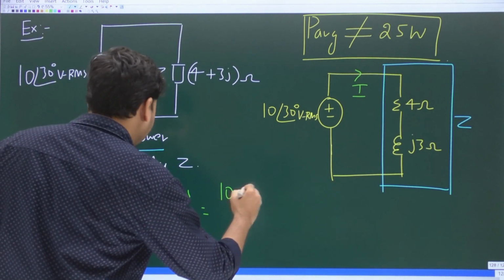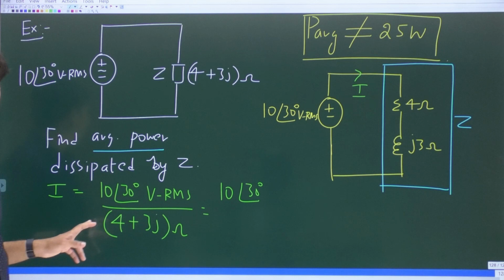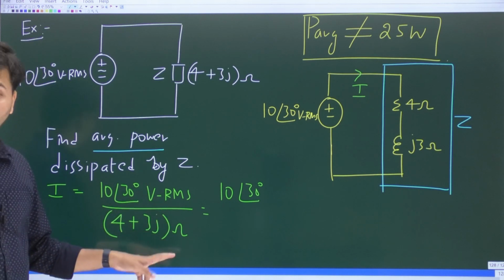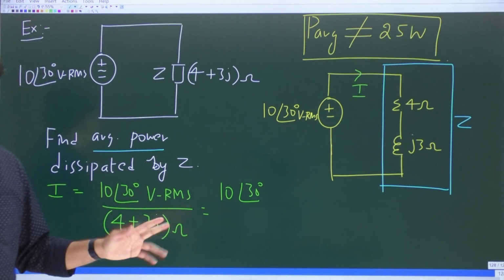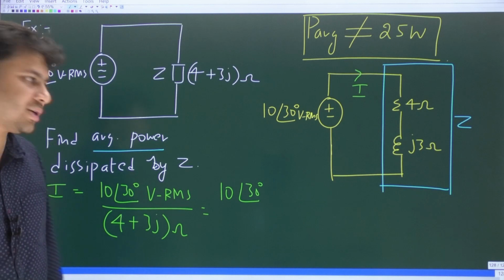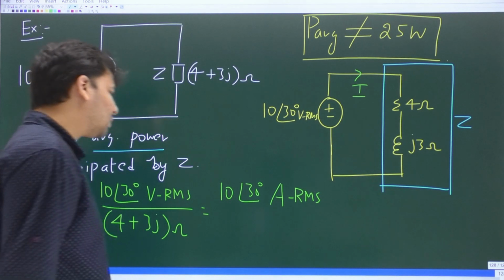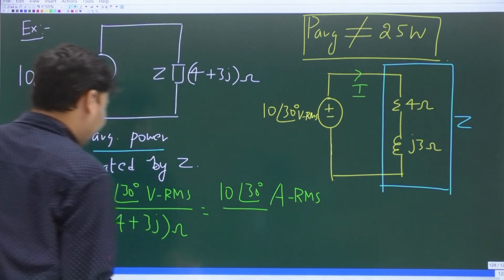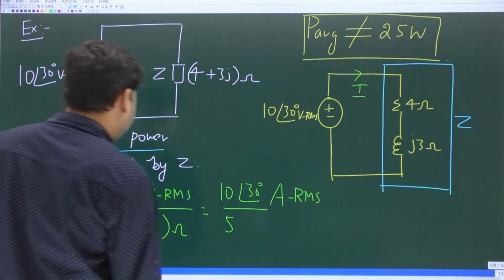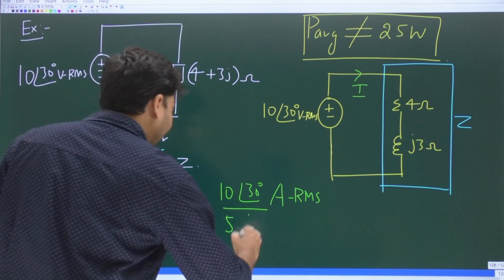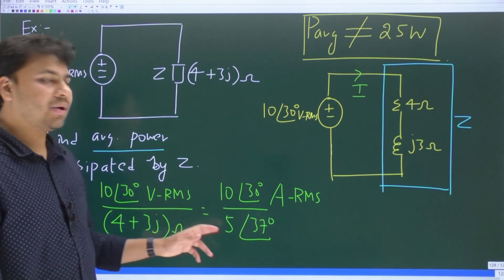Look at this, 10 at an angle 30 degrees. By the way, what are the units of the current going to be? Volts by ohms is amps. Because the voltage is in RMS terms, even the resulting current would be in RMS terms. So directly I'll write amps RMS. So 10 angle 30 degrees divided by 4 plus 3j in polar form, which is 5 at an angle tan inverse 3 by 4. Tan inverse 3 by 4 is approximately 37 degrees.